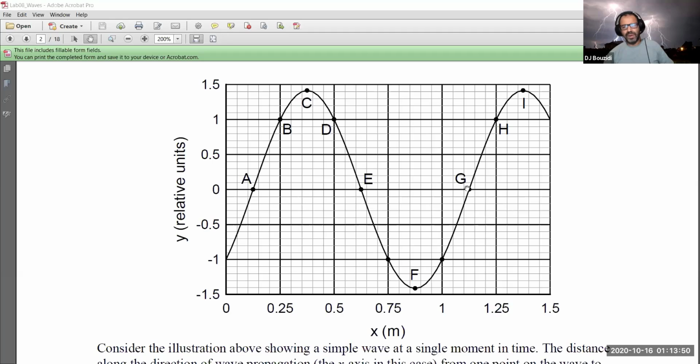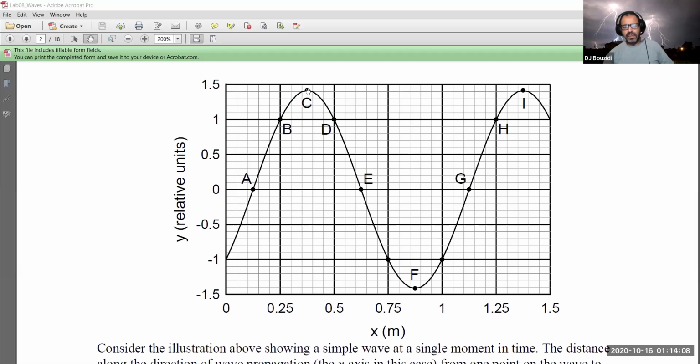The symbol for wavelength in all the books is lambda, the Greek letter lambda, okay? And as you can tell, it's a distance. It's measured in meters, okay? So that is two characteristics already.